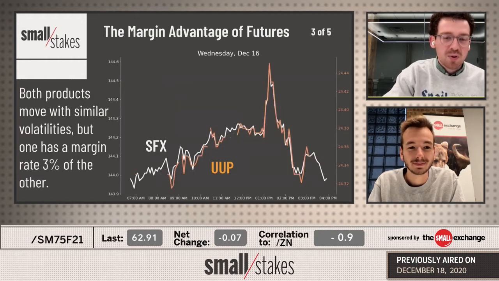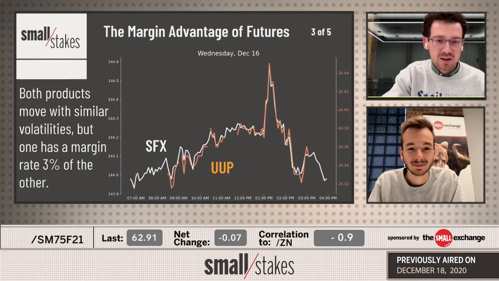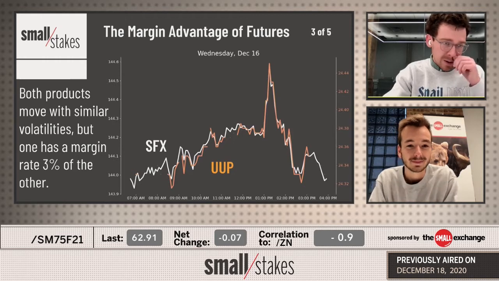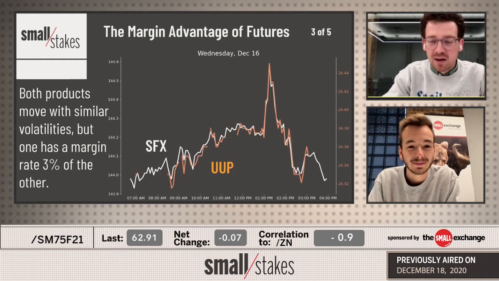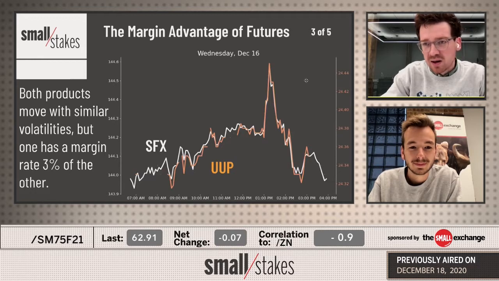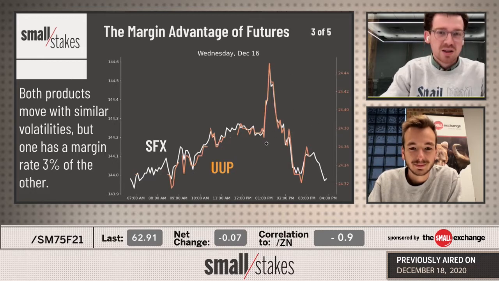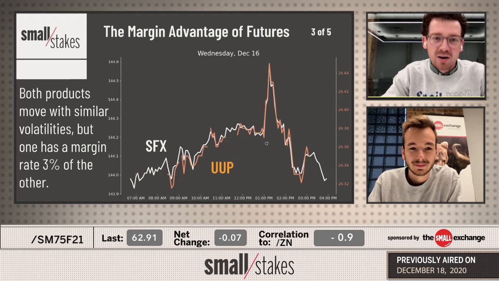Now, both products move with similar volatilities, but one has a margin rate that's 3% of the other. Like you talked about, it's like 1/20th, even less, of the amount of capital that you need to trade the same market here. And you've got now, once again, on an intraday basis, this market in UUP that's moving a couple of pennies, but costing you for every share, 25 bucks.